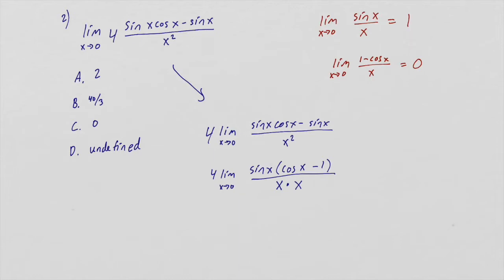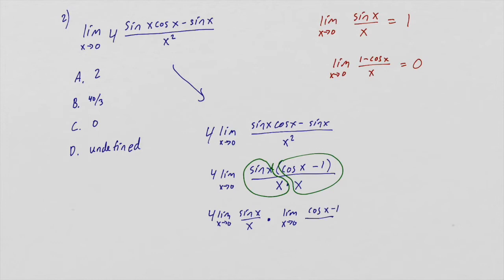And the reason for doing this is if we separate this a little bit, we get this. We have the limit of the sine of x over x times the limit of the cosine of x minus 1 over x. And this is a product. It's two things being multiplied together. If we multiply these original things here, we're going to end up with what we had up here. So let's separate this farther. So we get 4 times the limit as x approaches 0 of the sine of x over x times the limit as x approaches 0 of the cosine of x minus 1 over x.